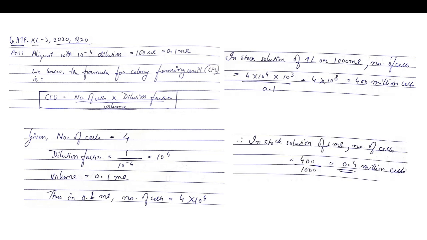So from here we have come to know how many cells will be present in 1 ml. Similarly, by the unitary method, if you divide by 1000, it will be 0.4 million cells. So in 1 ml, you will actually get 0.4 million cells. So the answer to this question will be 0.4.